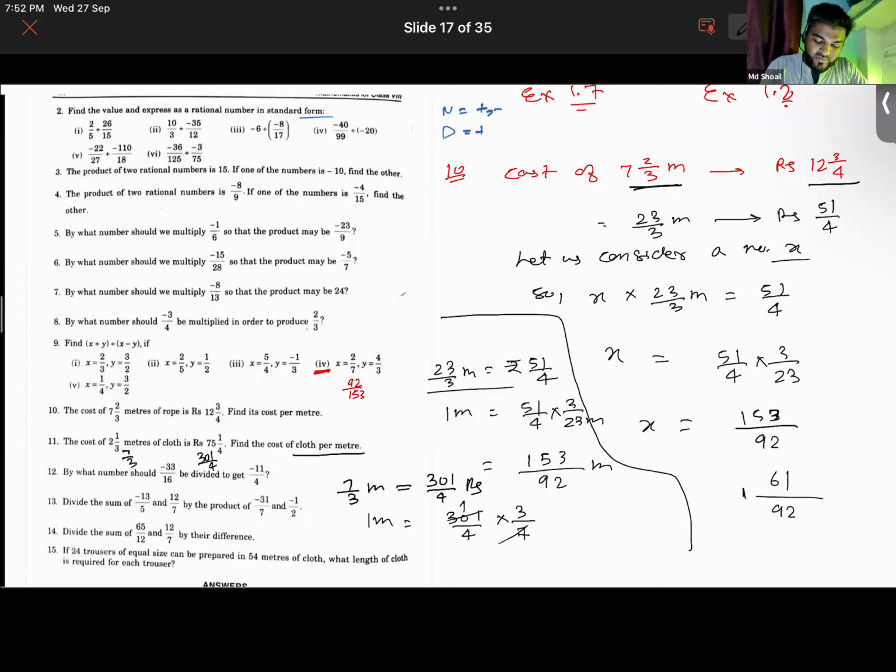7 1s are 7, 7 4s are 28. 43. 129 upon 4. Right now. And it can be written like this, I believe. 31 multiplied 5 upon 4. Yes, sir.